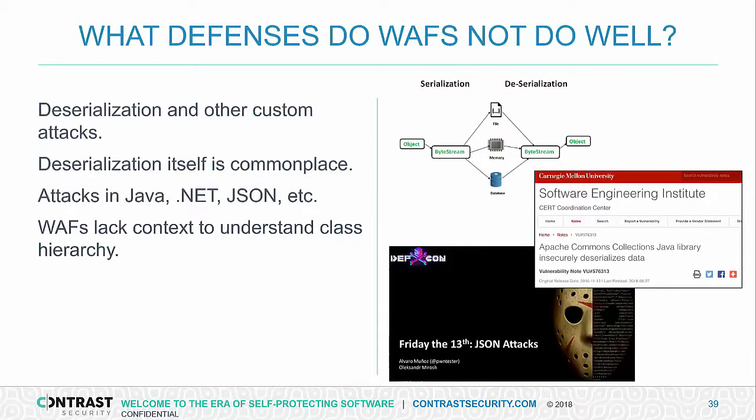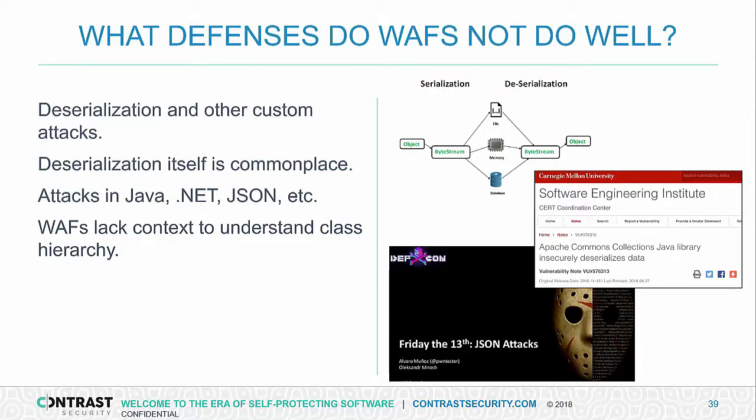What defenses do web application firewalls not do particularly well regarding attacks? Well, one example of these is deserialization, which is a very common architecture pattern for things like the Java platform, different areas in .NET and JSON. And the reason is that web application firewalls don't have the context to understand what's actually being deserialized. So for example, because they're sitting on the network, they don't know if it's actually a Java application or a .NET application that's being used behind the scenes.